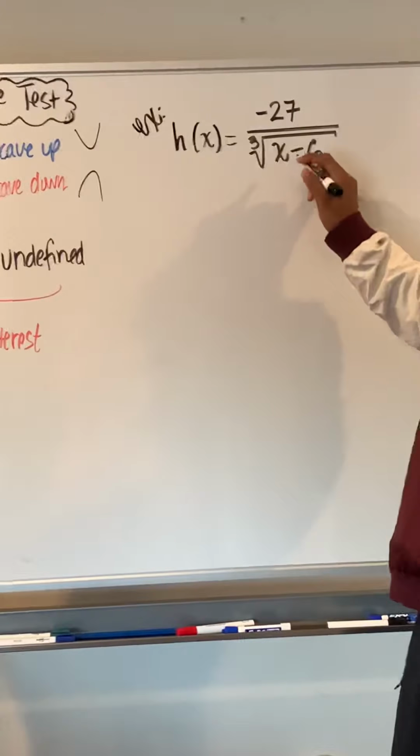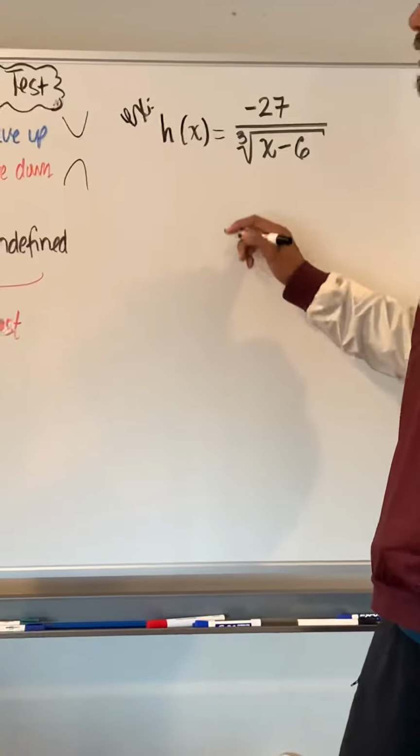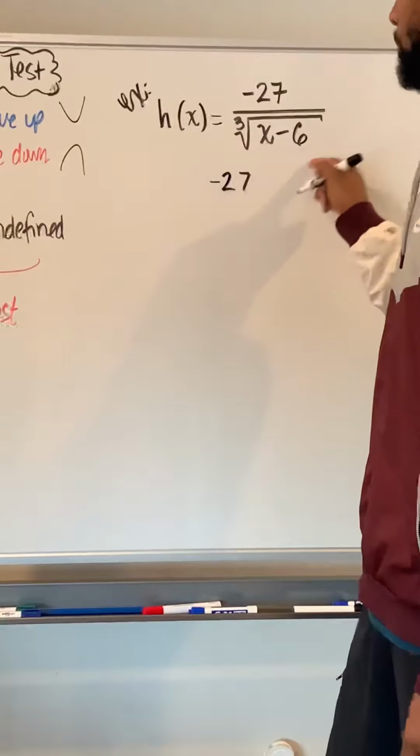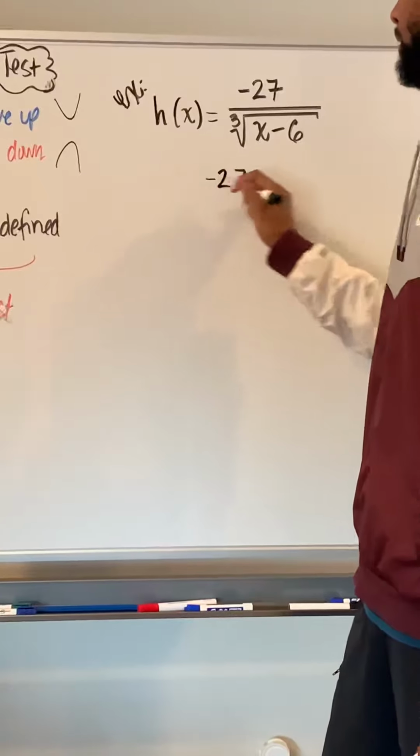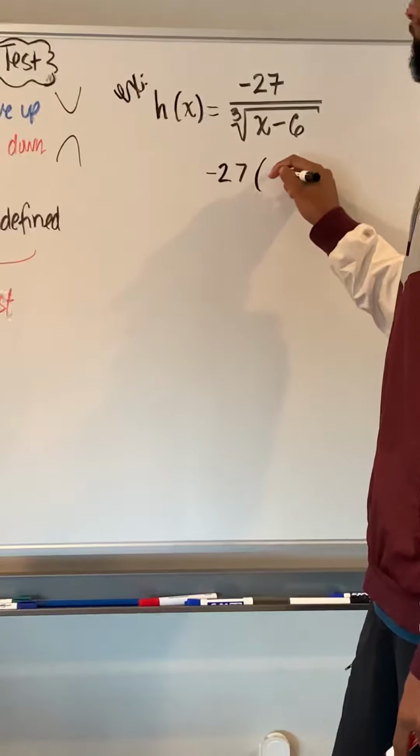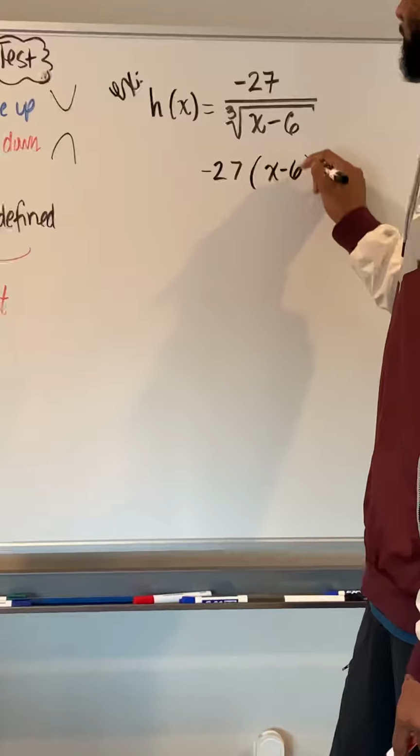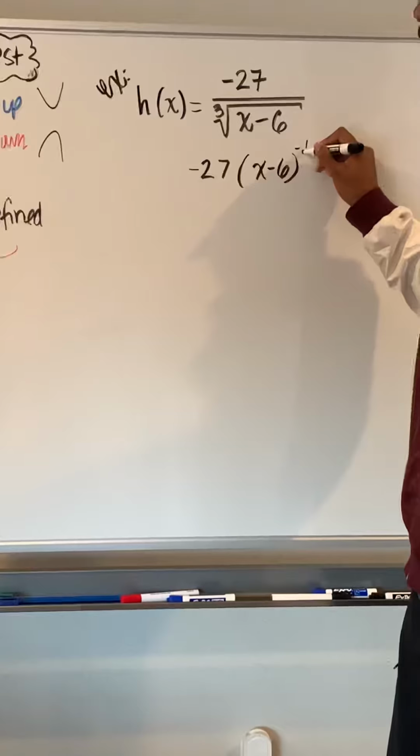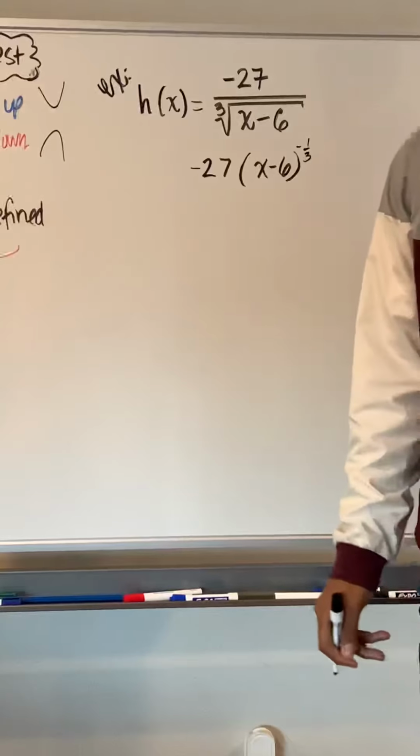All right, first thing I'm going to do is get rid of this radical right here. So I'm going to turn it into, I'm going to bring it up to the numerator. Right? So it's going to be x minus 6. And instead of writing the third root, I'm going to put to the negative 1/3 power. Remember that?